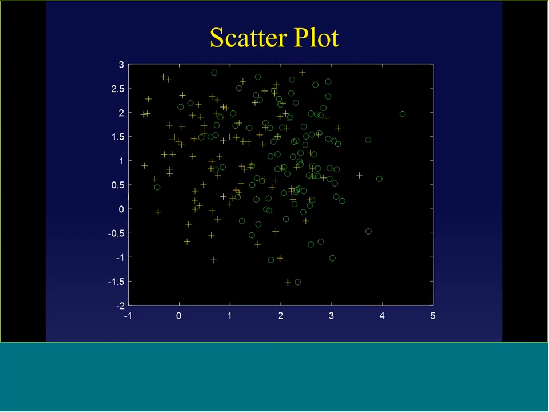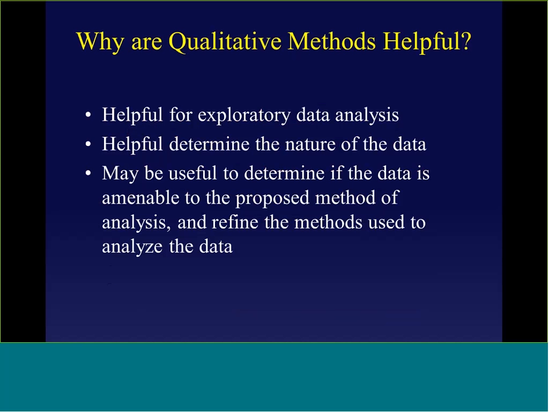Another method that's very straightforward is a scatter plot. This is in some ways analogous to a frequency polygon, where it shows the distribution of data as a function of a variable, but in this case, it can be used for a two-dimensional data set, whereas a frequency polygon or histogram are used for one-dimensional data sets.